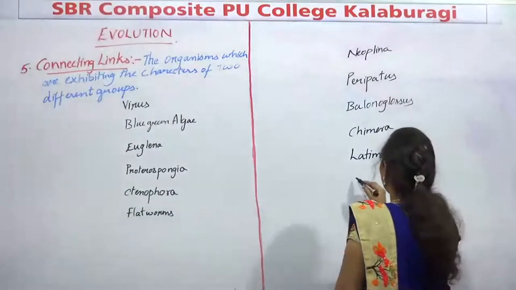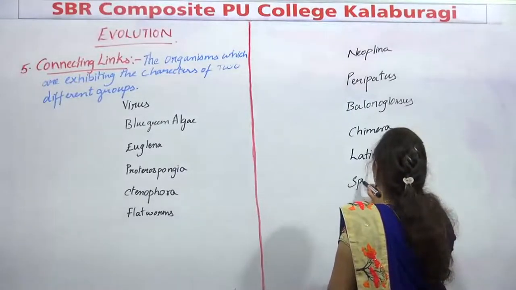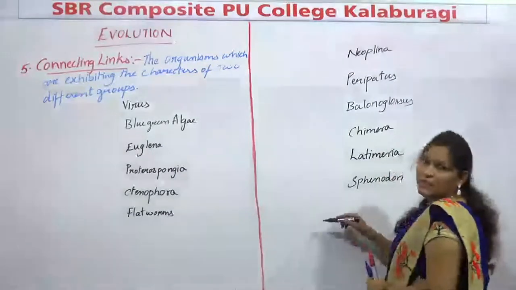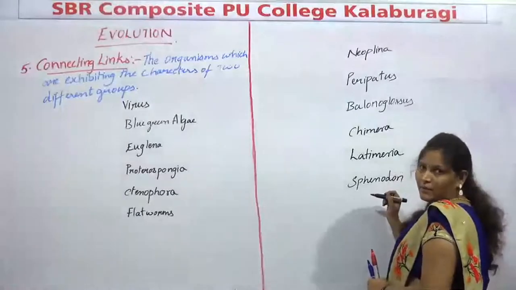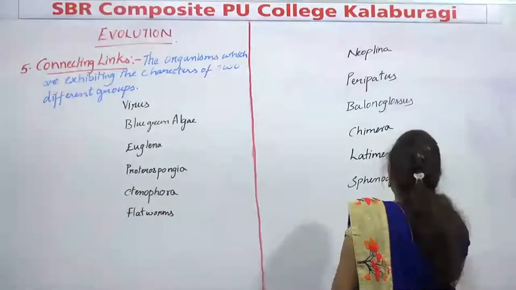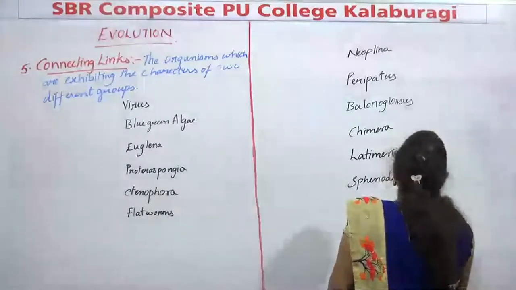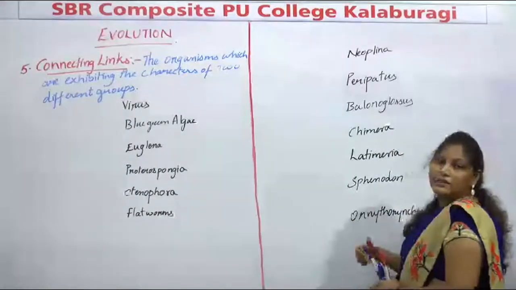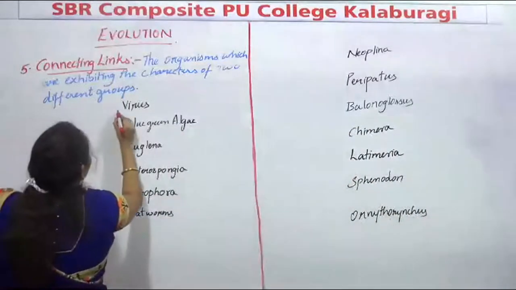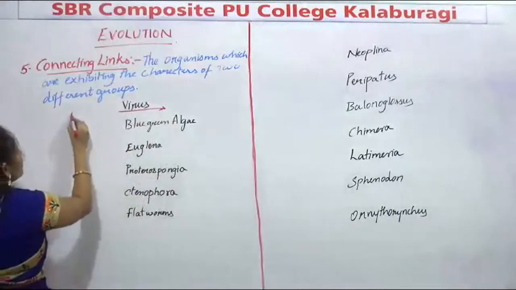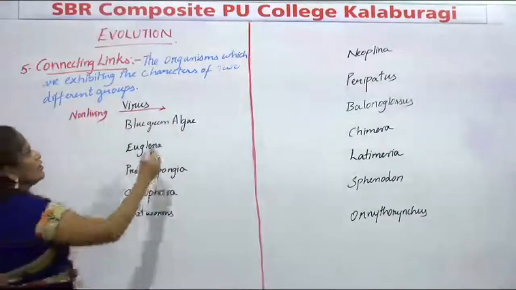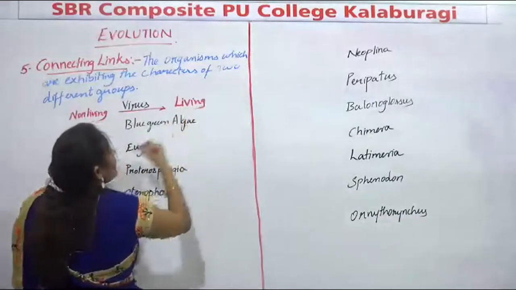Okay. And next, Seymouria. Seymouria is a connecting link between amphibians and reptiles. And Ornithorhynchus, it is the connecting link between reptiles and mammals. Once again, I write this here. Viruses are the connecting link between non-living things and living organisms.